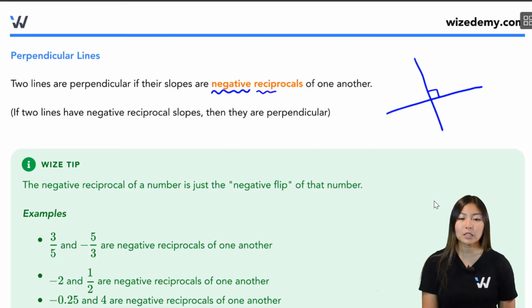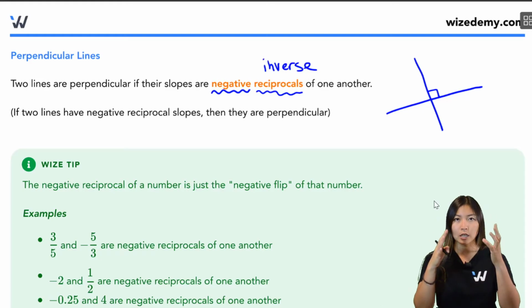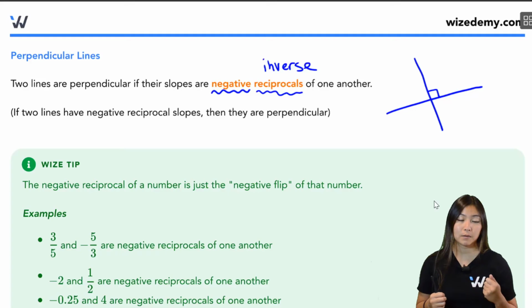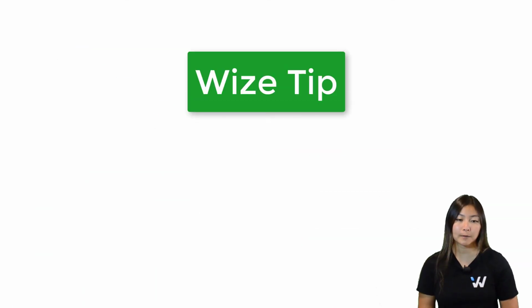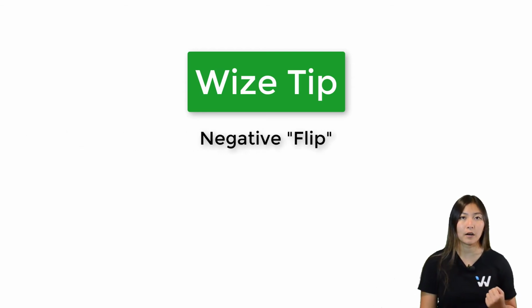And then there's the reciprocal component. Some teachers call this inverse. All it means is that we are going to flip the number. So pretend the number is a fraction and you're going to flip it. That's what negative reciprocal slopes mean. So I'm actually going to jump straight to this wise tip for a second. Negative reciprocal slopes, another way that I like to think about it, is the negative flip of the number.